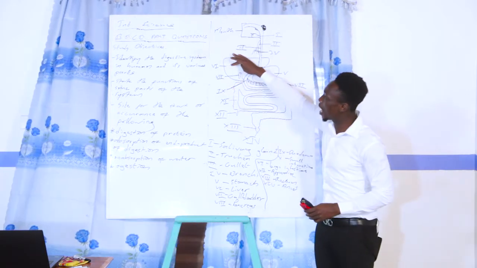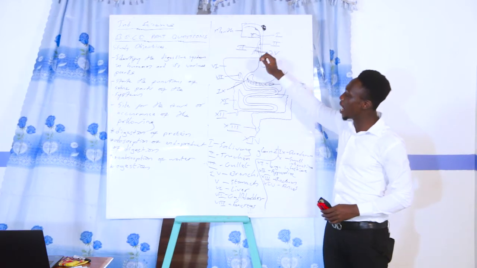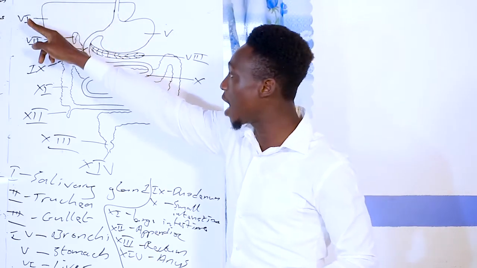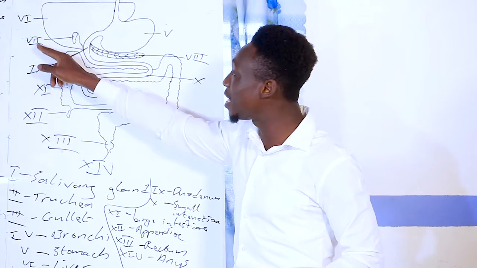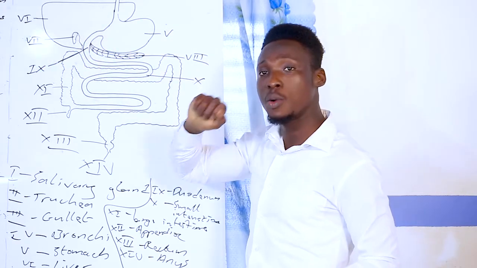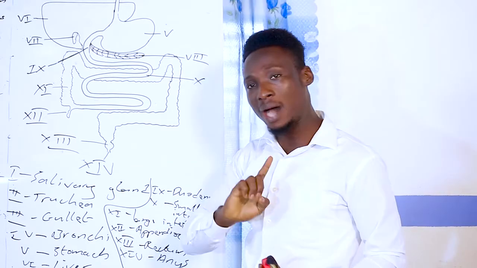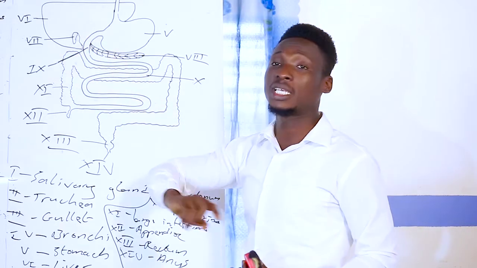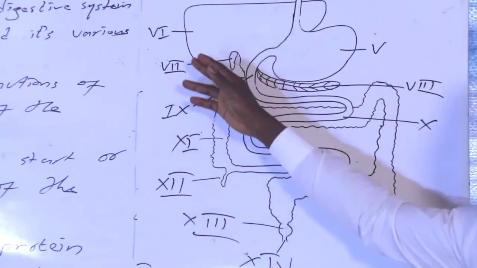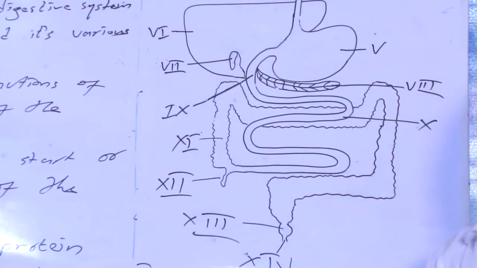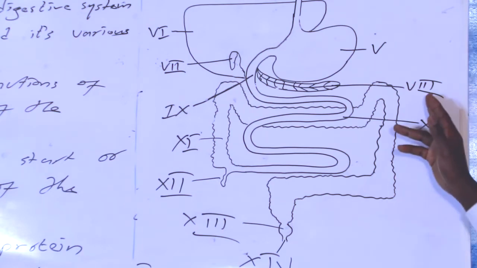Now, after VII has produced the bile, it is stored in VII. So it's like VII as liver produces the bile, then VII as gallbladder stores the what? The bile. So the bile is not produced by the gallbladder. No, it is rather produced by the liver, but stored in the gallbladder. Okay, so it is released out of the gallbladder onto the food to emulsify the fat into simpler units or droplets. Then the next one we have is VIII.